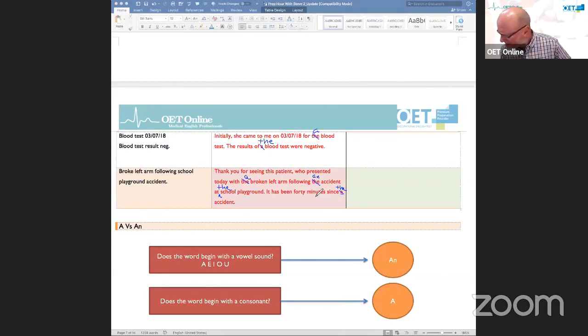All right, and I can see Alicia's put in something there as well: who presented with a broken, following an accident. Very good, Alicia, you're on to that. Great to see people doing well.